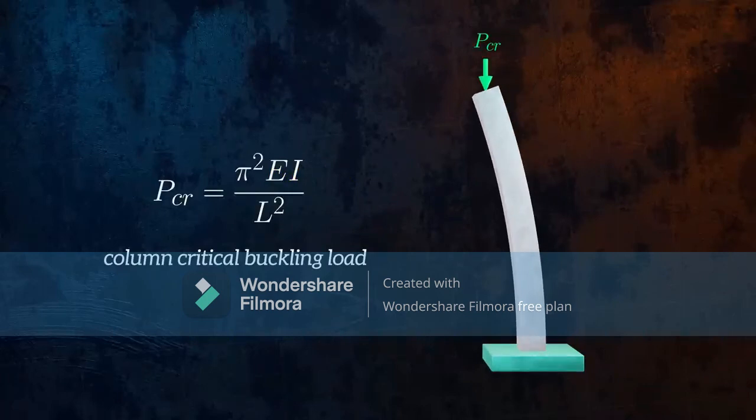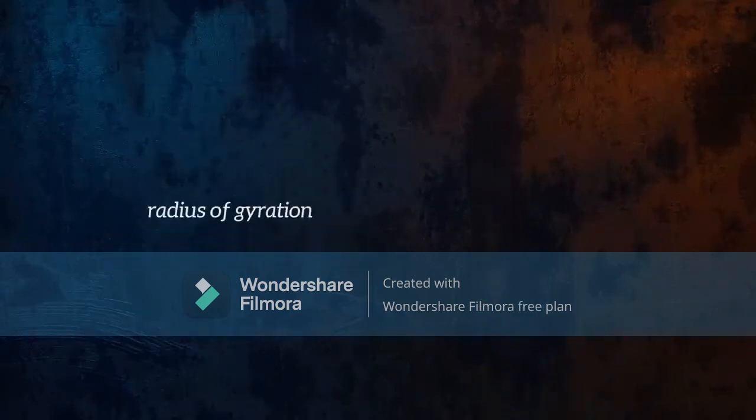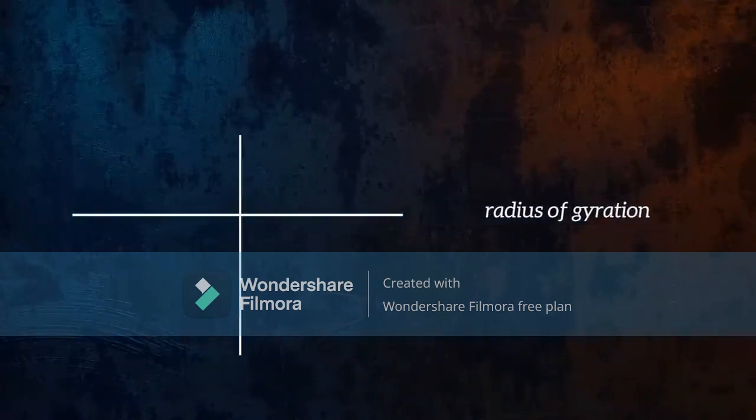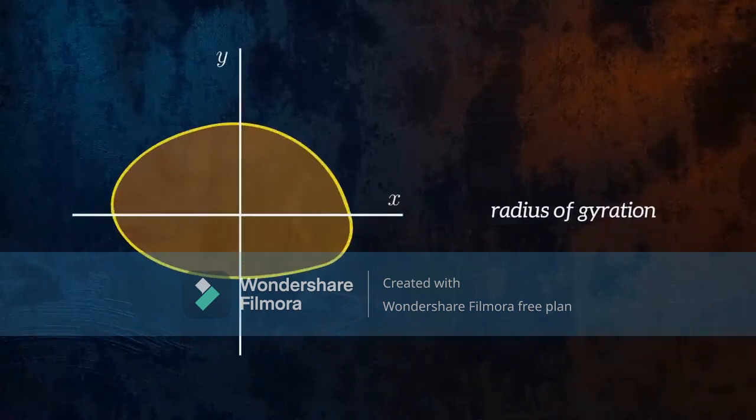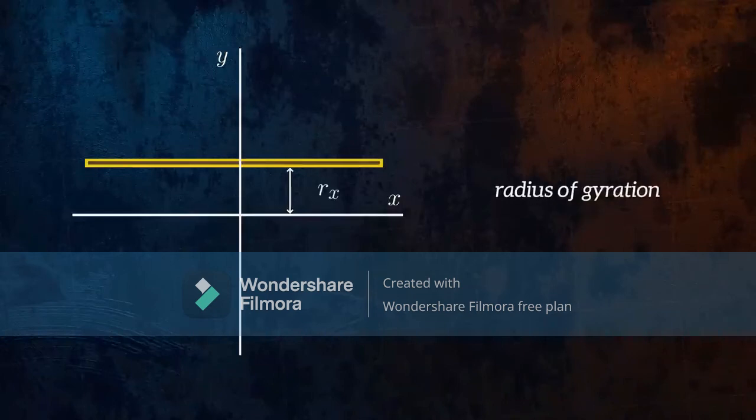Another important parameter related to the area moment of inertia that appears in the analysis of columns is the radius of gyration. It represents the theoretical distance at which we could condense the entire area of a cross-section into a narrow strip to get the same moment of inertia as the original cross-section. It can be calculated using this equation.